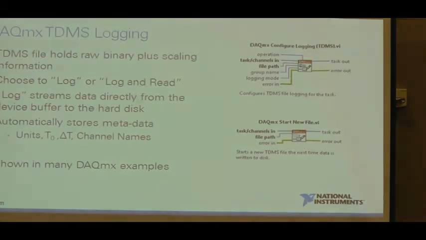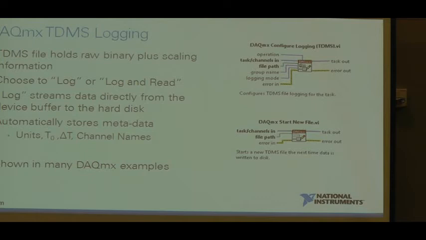One of the other features that's very useful is the Start New File VI. So if you're running a long acquisition, you can use this to split up your files so you don't end up with one file for your entire acquisition. You can set it up to do this every so many minutes or every so many hours. You control it because you put that VI in a loop. So you can use that to generate a new file.